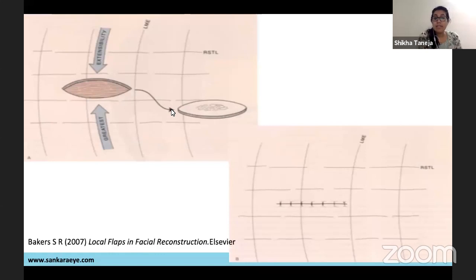There's something known as the line of maximal extensibility. What is that? It is basically the increase in lengthening of the skin under pressure. This line of extensibility lies perpendicular to RSTL. So whenever a wound is healing, the maximum wound tension should lie parallel to LME or perpendicular to RSTL. To give that, we should have a wound parallel to RSTL so that the wound tension comes parallel to LME. All this eventually leads to less scar formation, which is a very important factor when we are dealing with facial tissue.